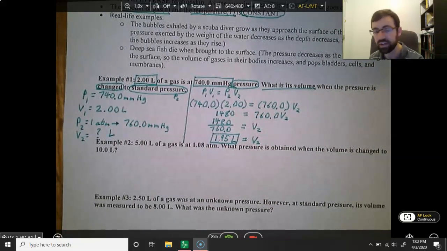There's a couple more example problems. I'll probably post an optional video that goes through those example problems, but I wanted this introduction to be fairly short, so I'm going to wrap it up there. I hope this was helpful. It's just an introduction to Boyle's law.